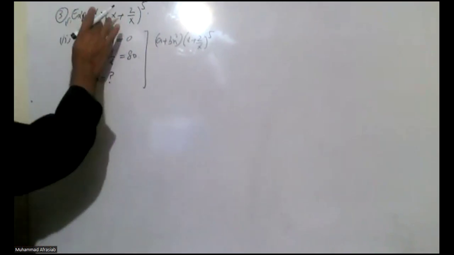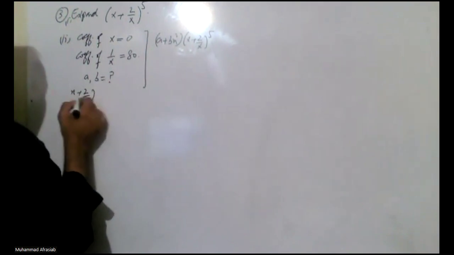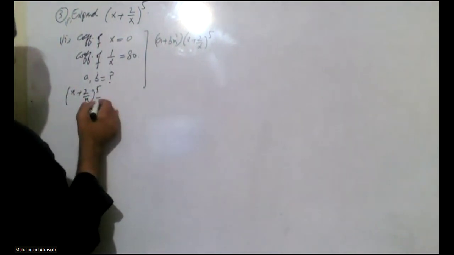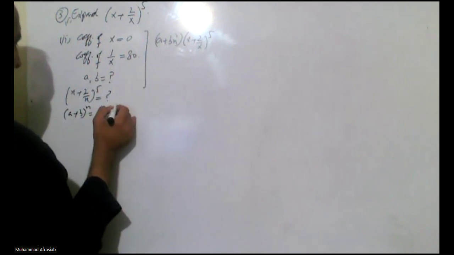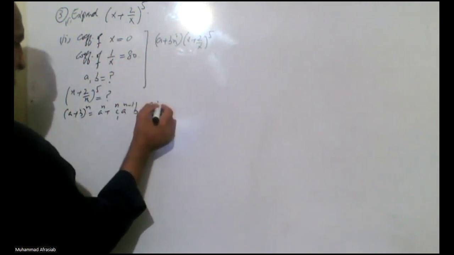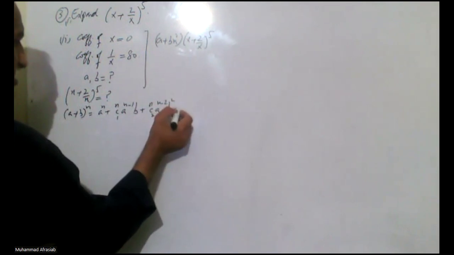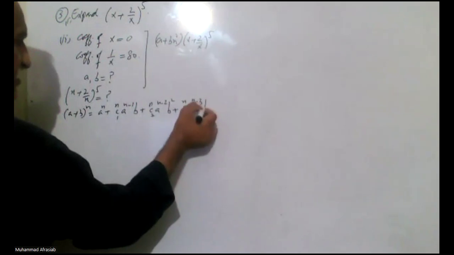Now, first we have to expand this portion, x plus 2 by x power 5. We know from the binomial theorem, a plus b power n is equal to a power n plus nC1 a power n minus 1 b plus nC2 a power n minus 2 b square plus nC3 a power n minus 3 b cube, and so on up till this power.